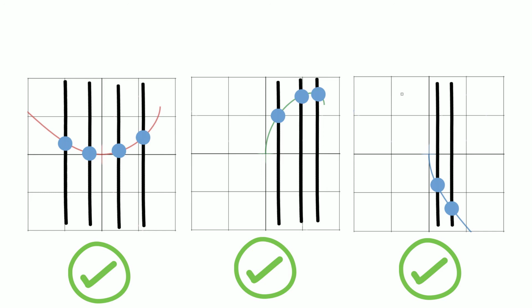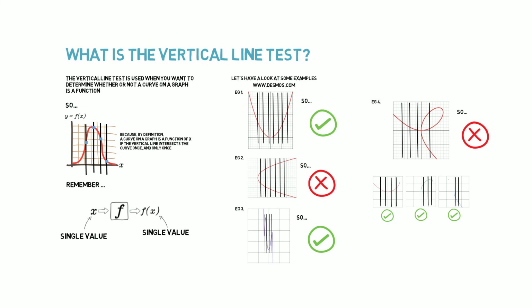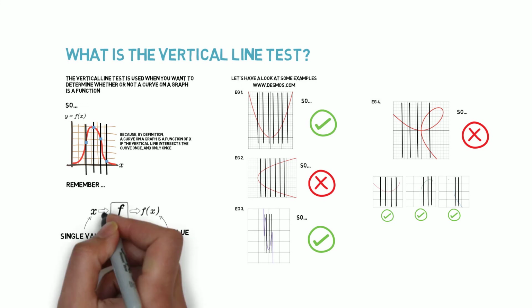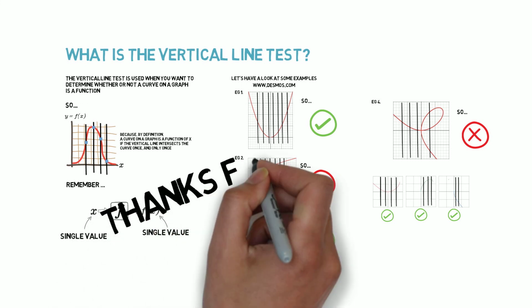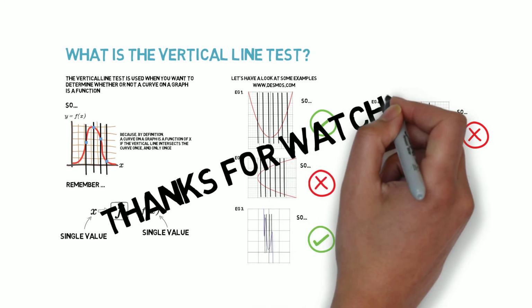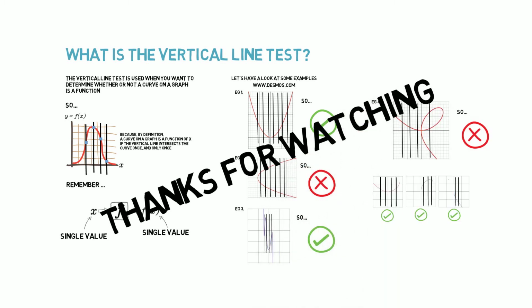Basically with the vertical line test you just need to know that if a vertical line passes from negative y all the way up to positive y through the curve, and it only passes through the curve once, then it is a function. If it passes through more than once, then it is not a function.